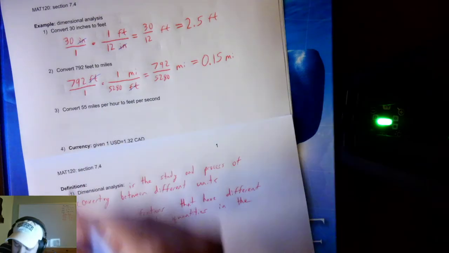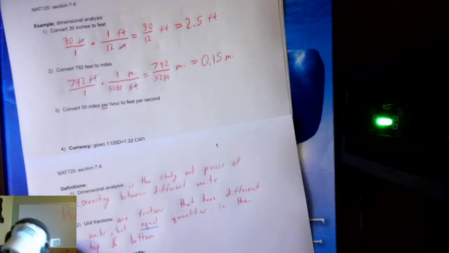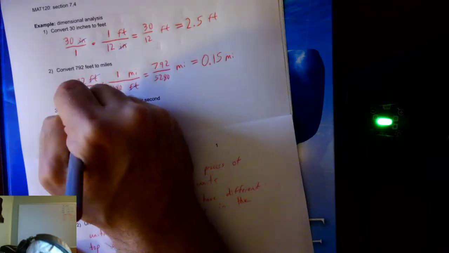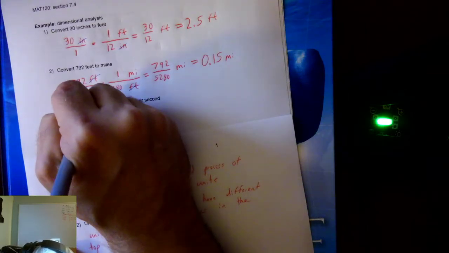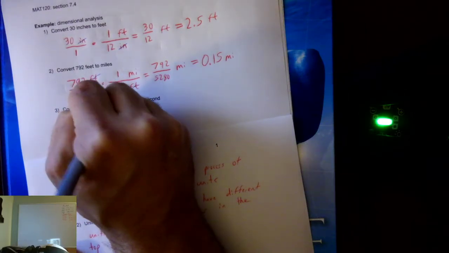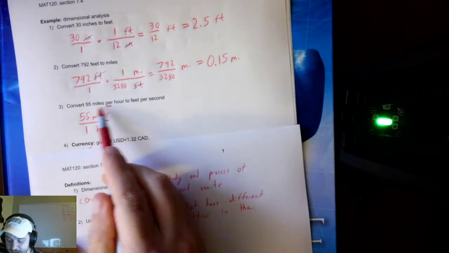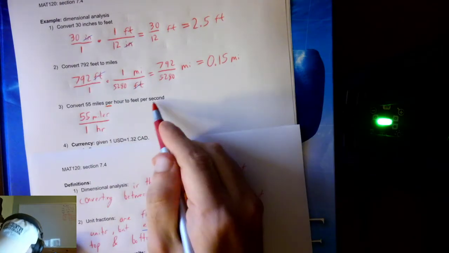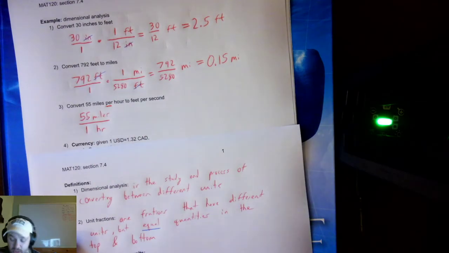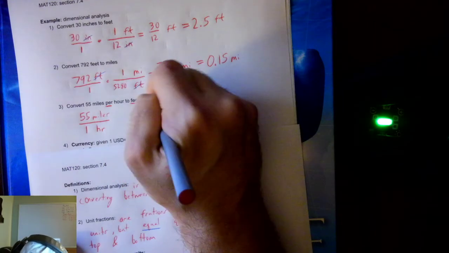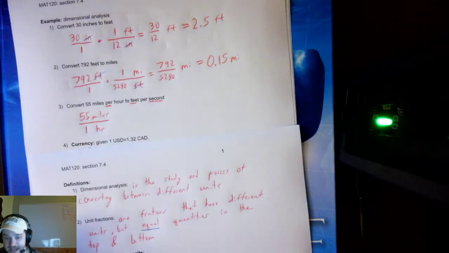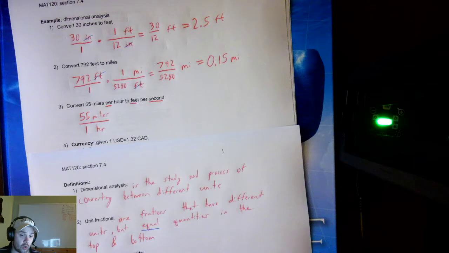Now let's see a slightly different example. 55 miles per hour. Be careful of the word per. This tells me that it's 55 miles per 1 hour. 55 miles per hour, and I want to convert it to feet per second. So I want feet in the top and seconds in the bottom. This is my overall goal.